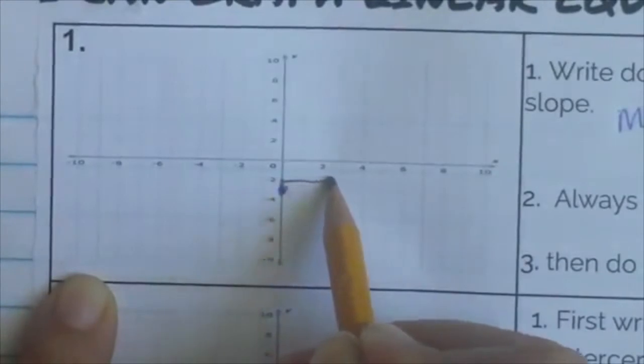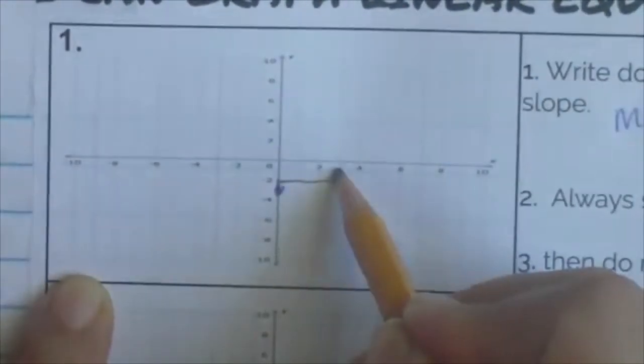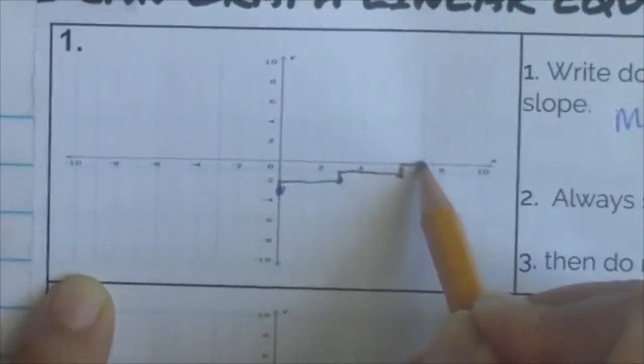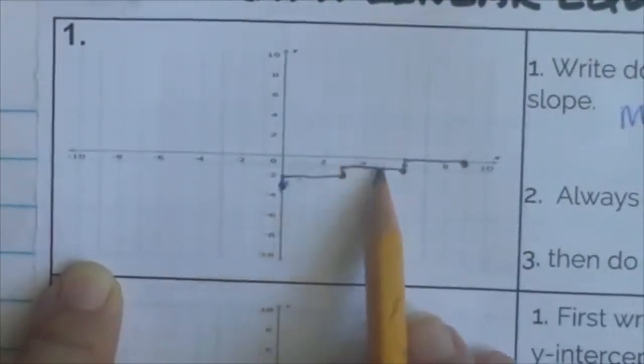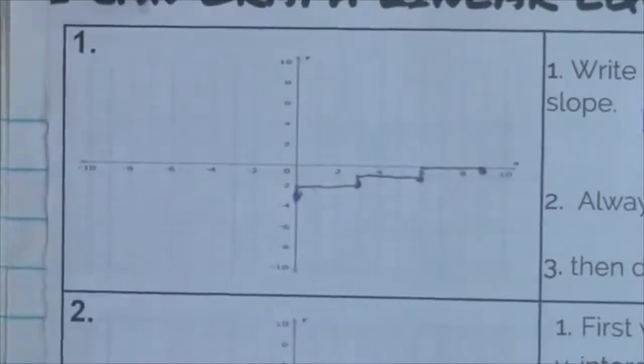Up 1 and right 3. Up 1 and right 3. Okay, and you can go on forever, but really all you need is 2 points and then just join it with a ruler, but I'm just showing you so you can get used to it.